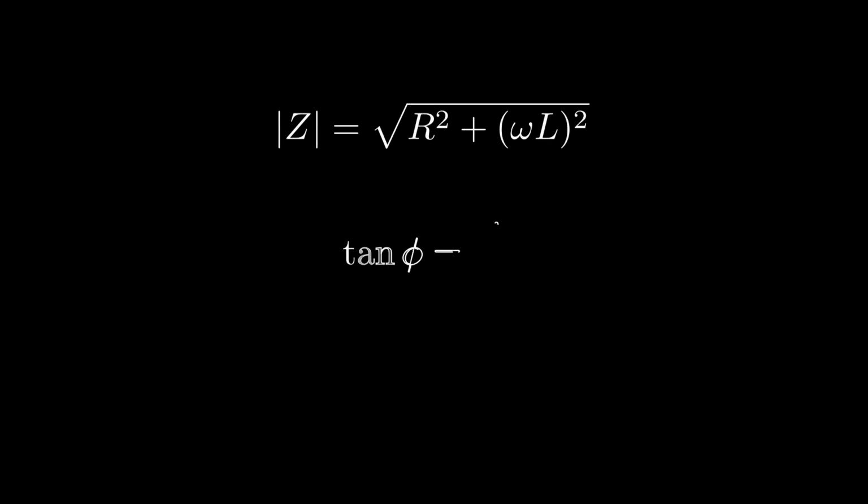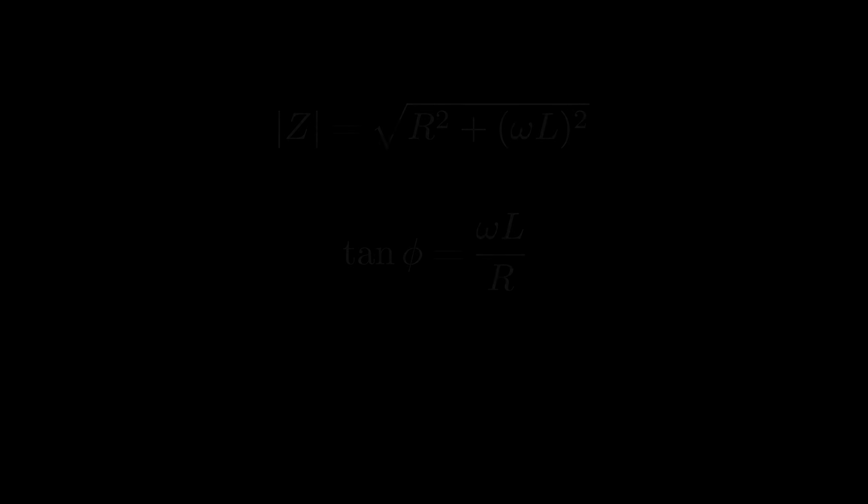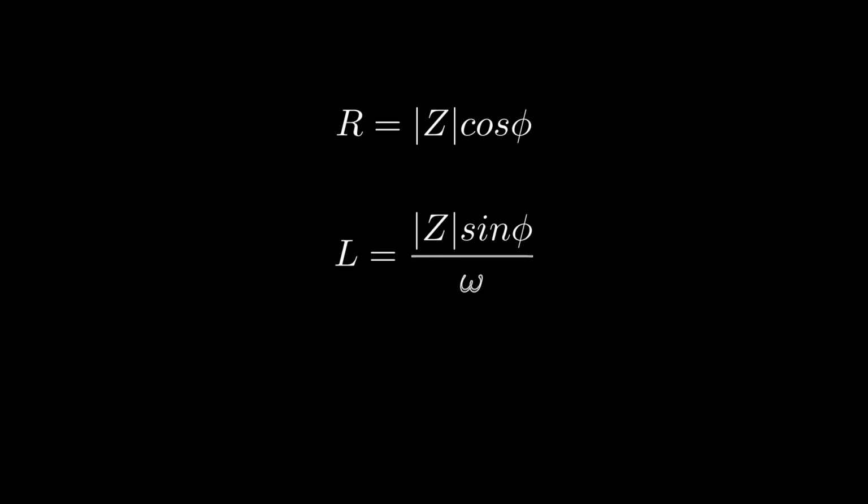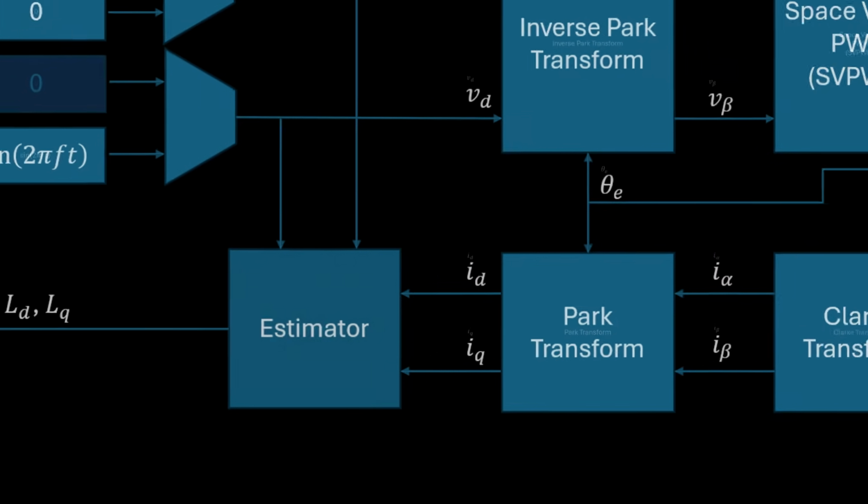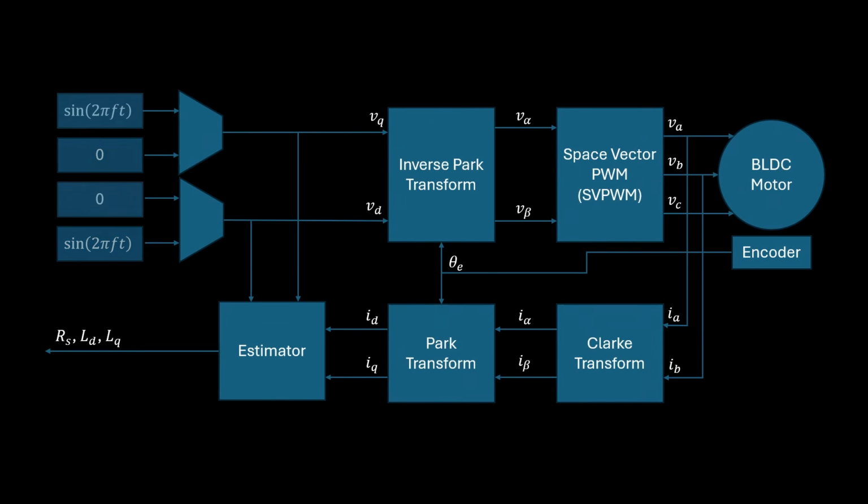Based on the phasor diagram, we can derive the general equations for an R, L circuit. By using these two equations, we can find the values of R and L of the motor, where R equals Z times cosine phi, and L equals Z times sine phi divided by omega. With this, we can get the values of Rs and Ld, and to find Lq, we simply do the same process on Vq while keeping Vd equal to 0.